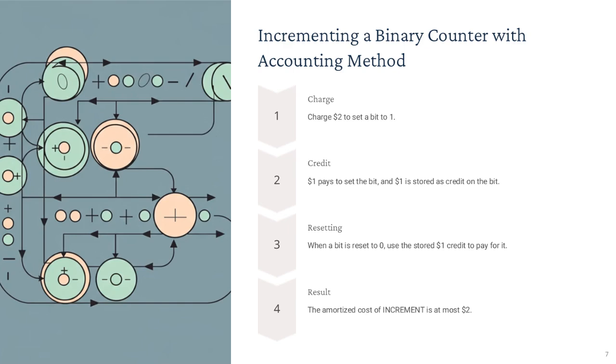By ensuring that every 1 bit in the counter has 1 unit of credit, we can analyze the total cost of n increment operations. Since each increment operation incurs an amortized cost of 2, the total amortized cost for n operations is O(n). This method effectively balances the costs across operations, providing a robust analysis of the counter's performance.